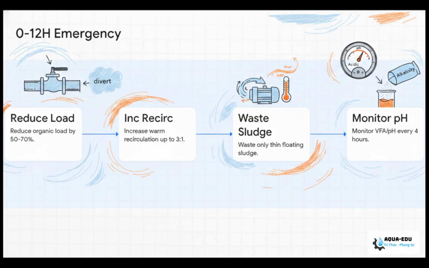Next, push your warm recirculation ratio up to 3 to 1 to bring that heat back up. If you have to, safely dilute the cold feed with warm water. Crucially, when you're wasting sludge, only waste the thin floating sludge on top. Never ever dump your bottom granules. And keep a close eye on that VFA and pH. Check it every 4 hours. If the pH slips below 6.8, you need to add alkalinity, like sodium bicarbonate.